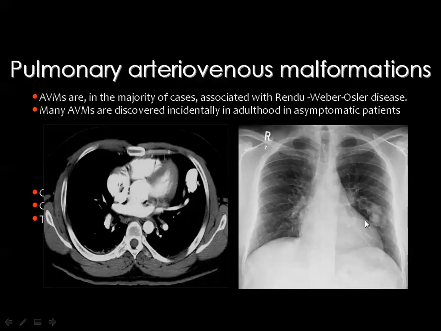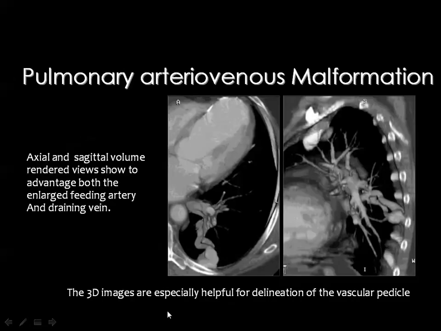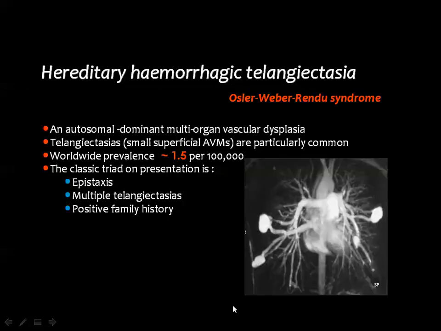Then if you see a lesion like this and you are not sure whether this is an arteriovenous malformation or not, then you should have the CT scan with contrast injection in order to see the enhancement of the nodule and the vascular pedicle connecting the lesion to the hilum. And you may also have the 3D reformatted images, and you can see better the pulmonary arteriovenous malformation, the feeding artery, and the draining vein.